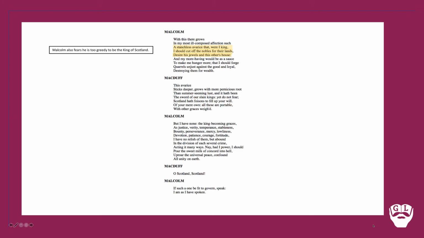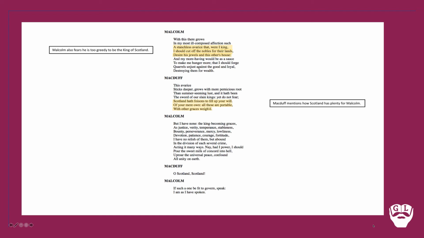He says, "Scotland have foisons to fill up your will of your mere own. All these are portable with other graces weighed." These are manageable. We can deal with this. This is nothing compared to the evils that Macbeth is enacting as the tyrannical despot. Scotland has plenty for Malcolm, and it shouldn't be a problem, and he shouldn't be afraid.